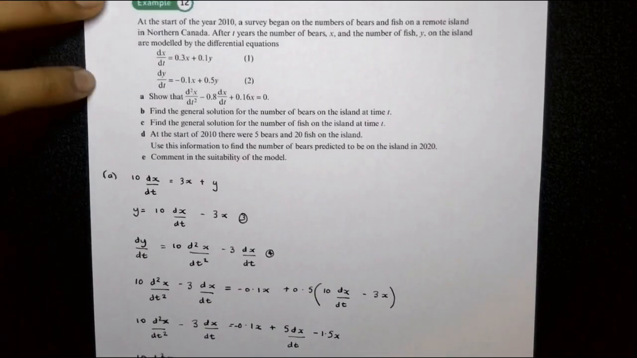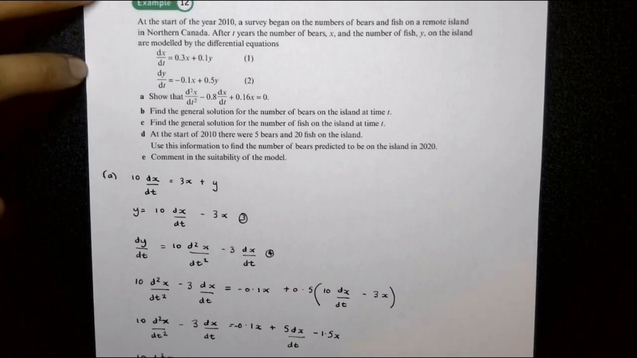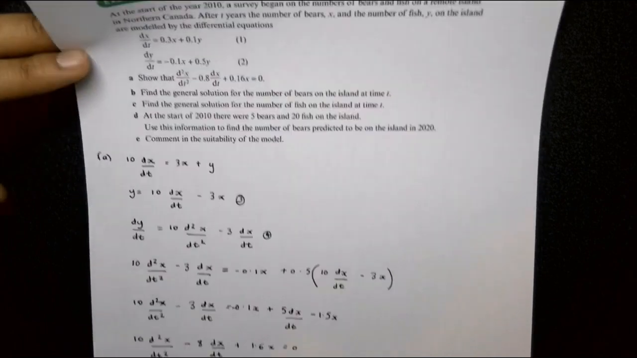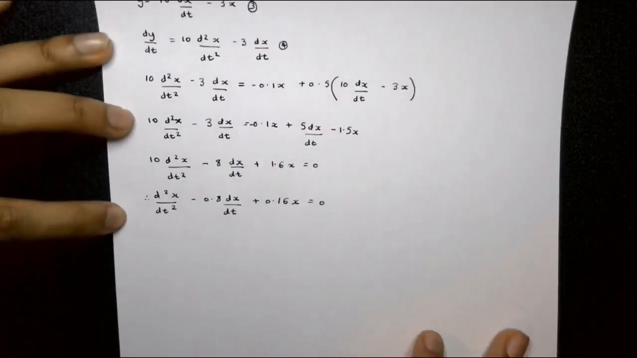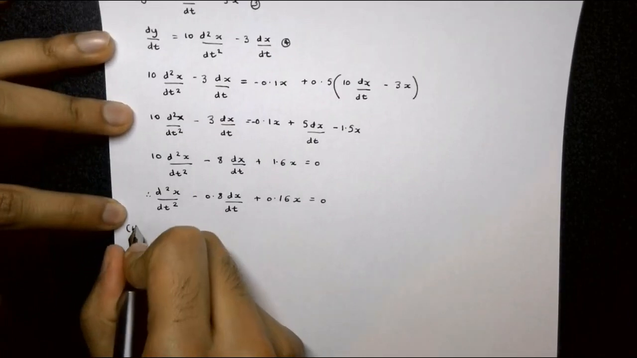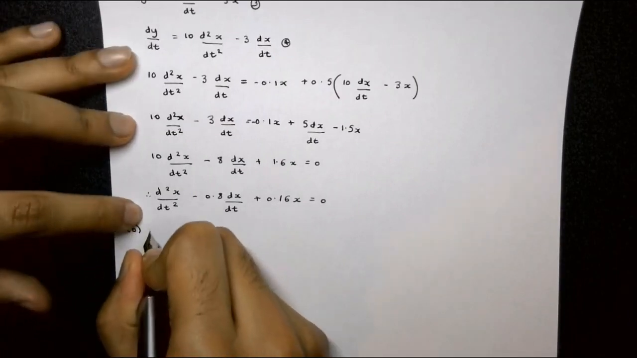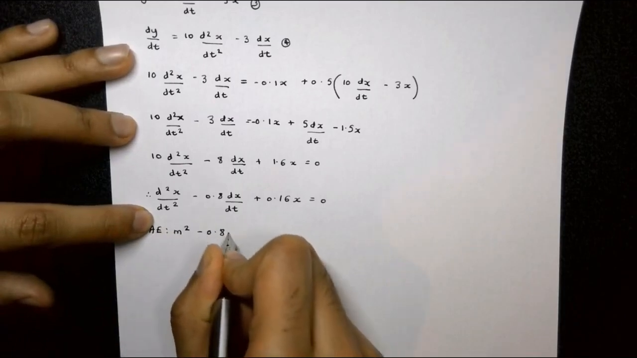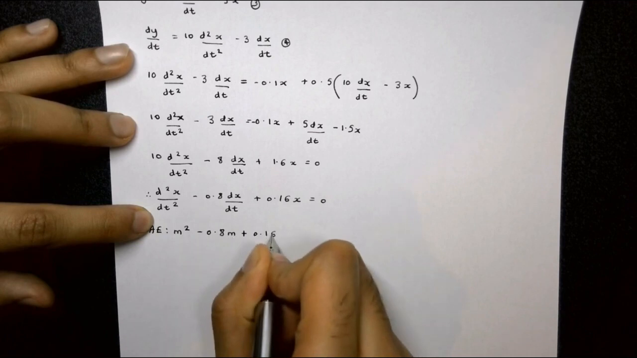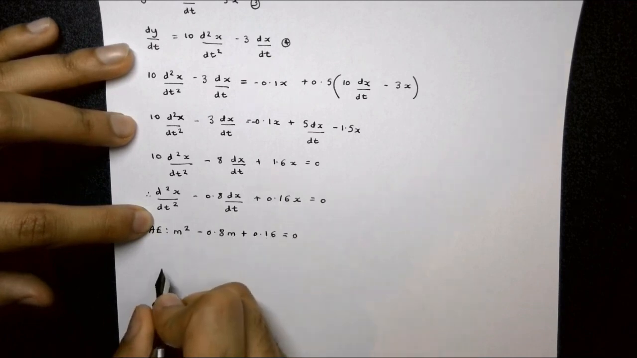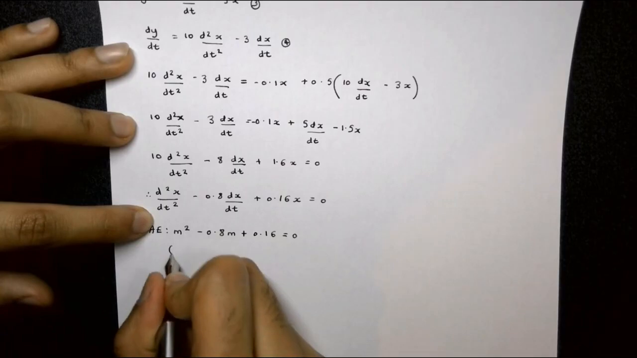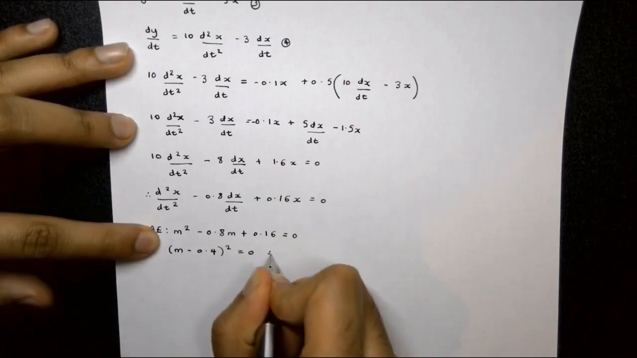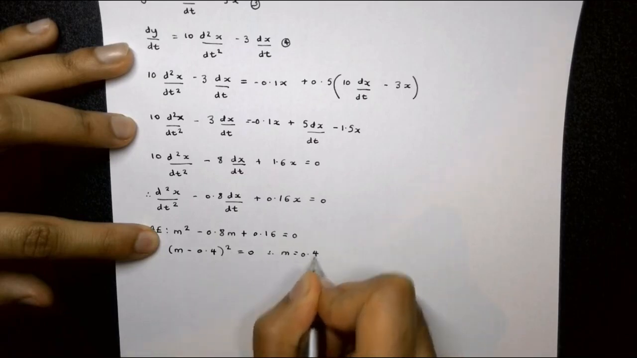For part B of the question, we have to find the general solution for the number of bears on the island at time t. So bears is represented by x, so we need to find the general solution for x. And for this, we can first of all form the auxiliary equation. We have m squared minus 0.8m plus 0.16 equals 0, and we have (m minus 0.4) all squared equals 0. m is equal to 0.4.